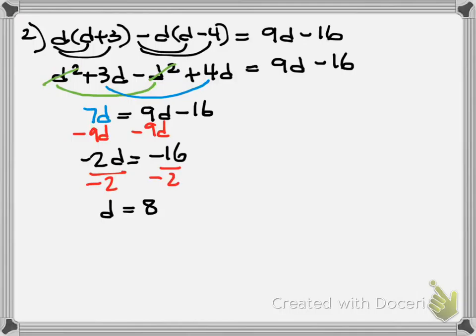I subtracted 9D from both sides to get the variables on the left. That gave me negative 2D equals negative 16. Divided both sides by negative 2, and that's how I got the answer was D equals positive 8. Really easy to make one simple sign error and change the answer, okay? So that's what you guys get to work on homework tonight.